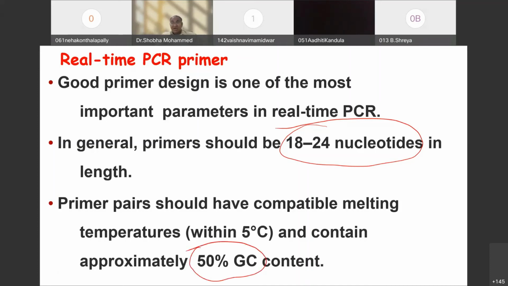Remember this point. 18 to 24 nucleotides will be there. Say that in 1 ml, I am supplementing the nucleotides. I should have 50% GC, meaning guanosine and cytosine should be there as nucleotides in the primers.